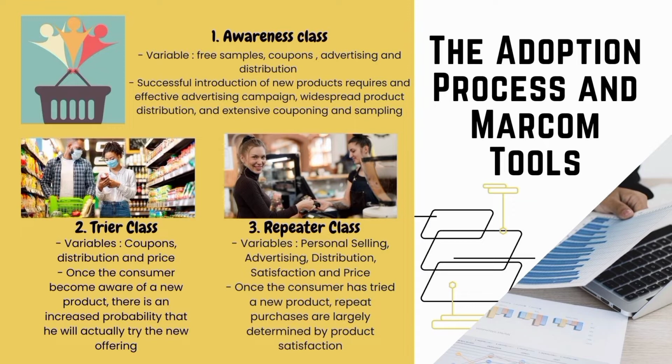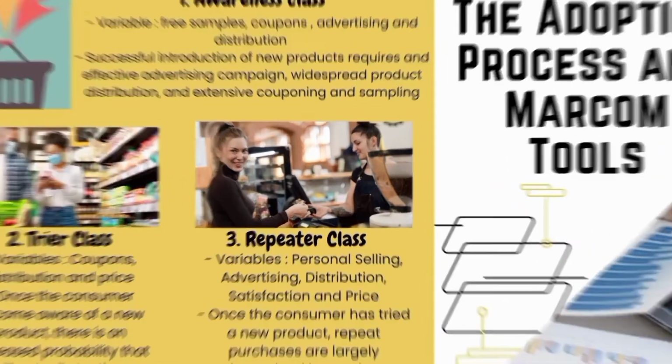Second is the trial class. The variables that can be used in this class are coupon, distribution, and price. Once the consumer becomes aware of a new product, there is an increased probability that he will actually try the new offering. And last is the repeater class. The variables that can be used in the repeater class are personal selling, advertising, distribution, satisfaction, and price. Once the consumer has tried a new product, repeat purchases are largely determined by product satisfaction.